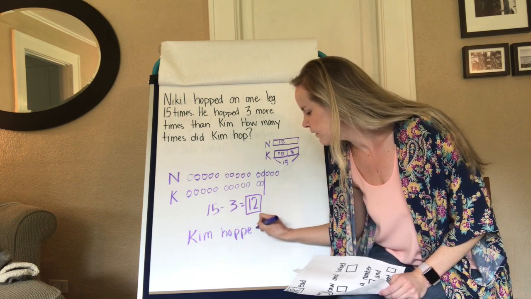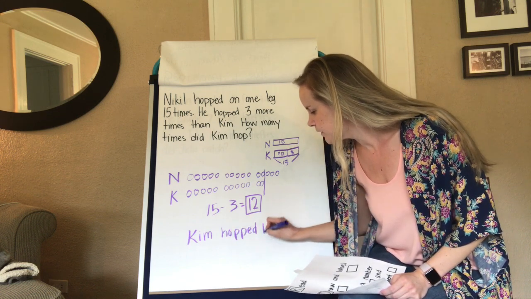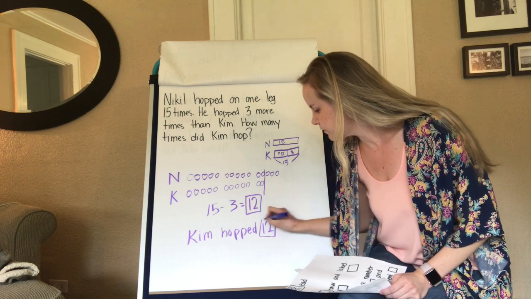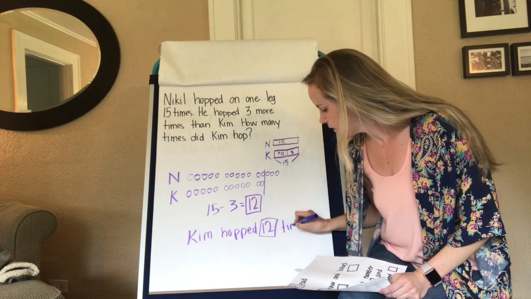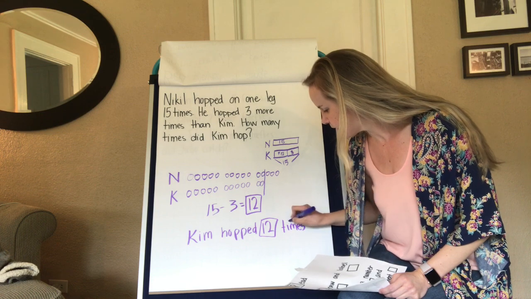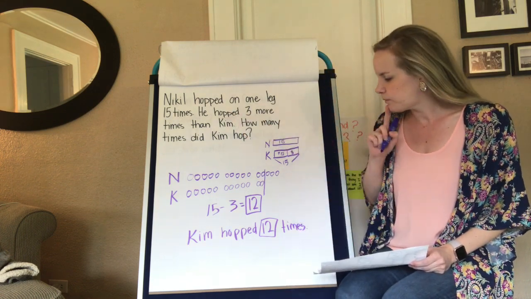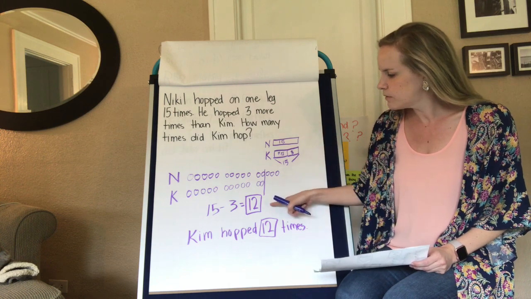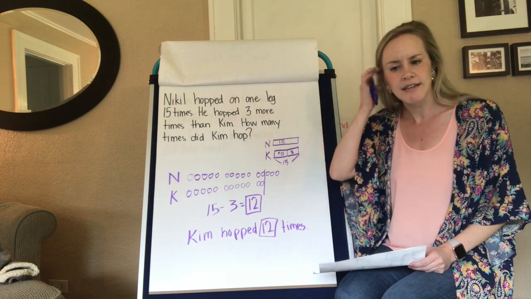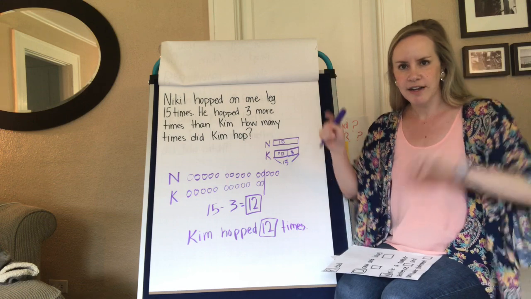Kim hopped 12 times. Does that make sense? If he hopped 3 more times and he hopped 15, 12? That makes sense.